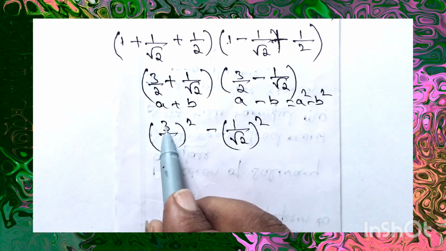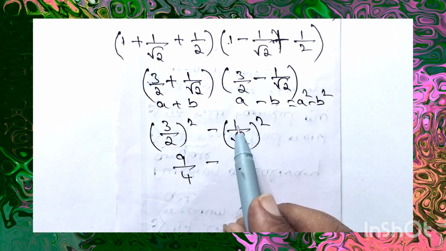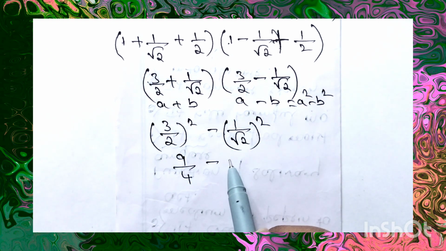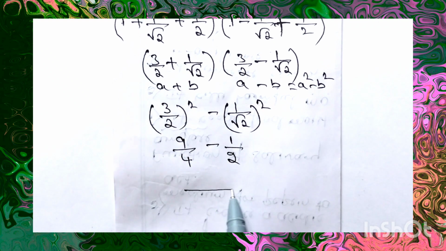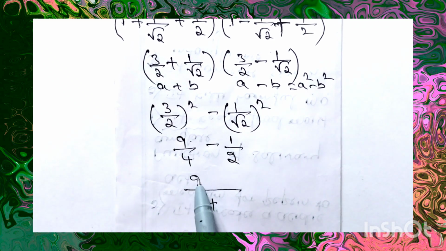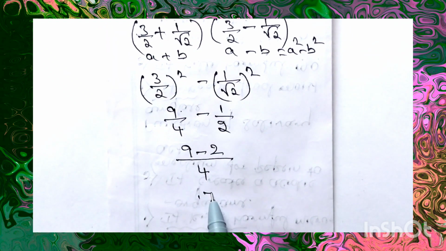So 3 by 2 whole square becomes 9 by 4, 2 square is 4. Then 1 square, how much is 1 square? 1 square is 1. Then root 2 whole square is 2. Now you take the LCM for 4 and 2. It is 4. So 4 gets cancelled, 9, 2 ones are 2, 2 twos are 4. 9 minus 2 by 4. What is 9 minus 2? So 9 minus 2 is equal to 7 divided by 4.